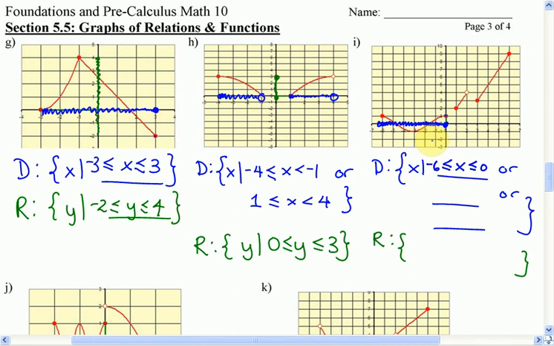Now, okay, what's the next part? The next part that's shaded is between 1 and 2. But notice that at the 2, it's an open dot. So I can write down 1 and 2, but be careful because it's an open dot, I just want the less than sign, no equal underneath.